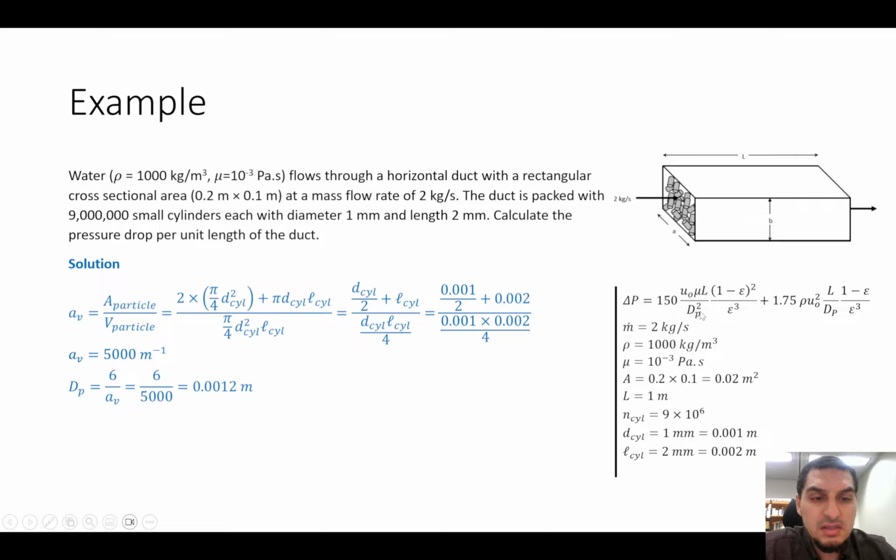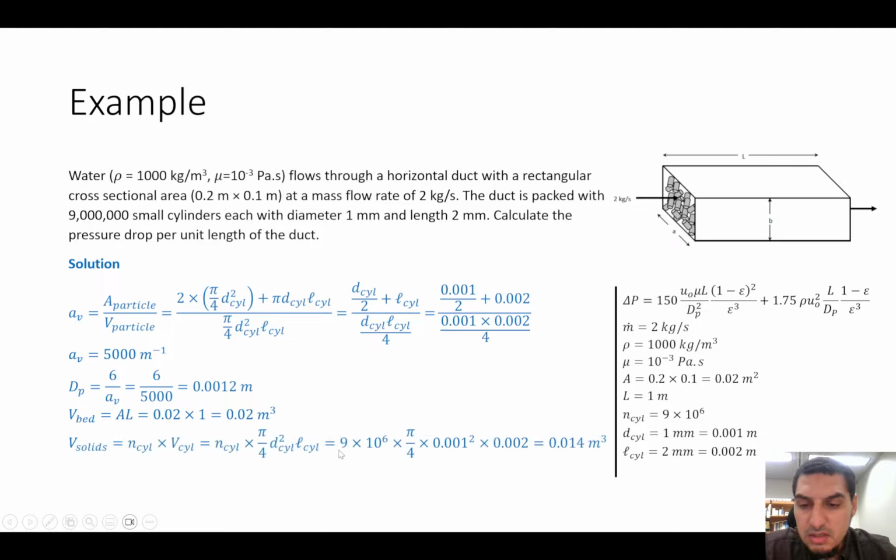Now let's calculate the porosity. For the porosity, as we said before, it's 1 minus the volume of solids over the volume of the bed. So the volume of the bed is very easy. It's the length times width times height. So it's this area 0.02 times 1, so it's going to be 0.02 meter cube. The volume of the solids is the volume of one particle times the number of particles. So it's going to be the number of cylinders times pi over 4 d square L. And this is 9 million times the area, so it's 0.014 meter cube.